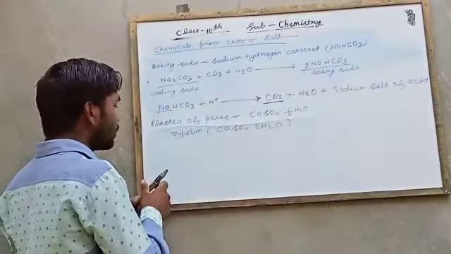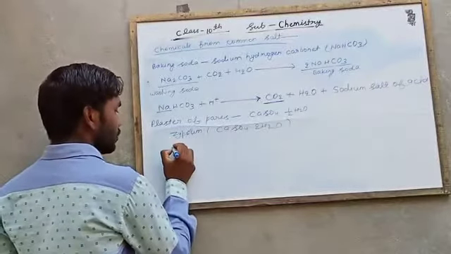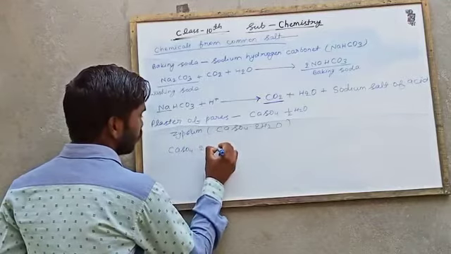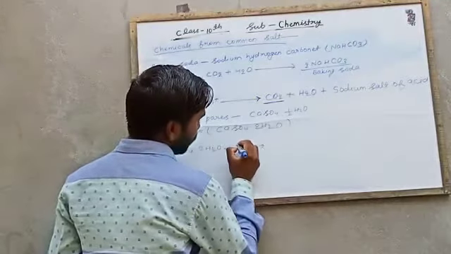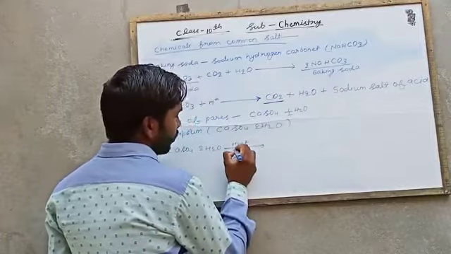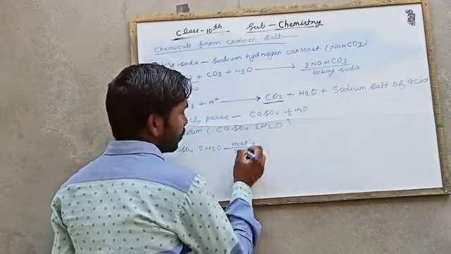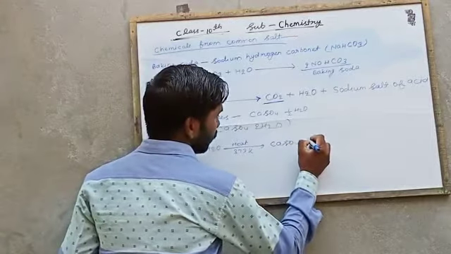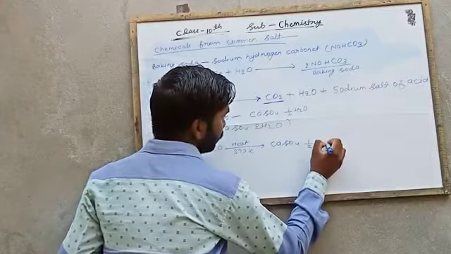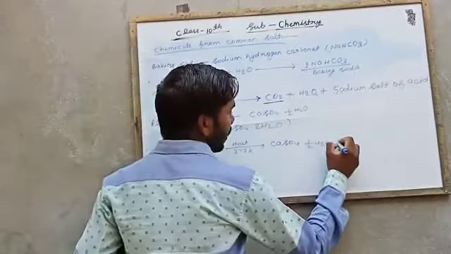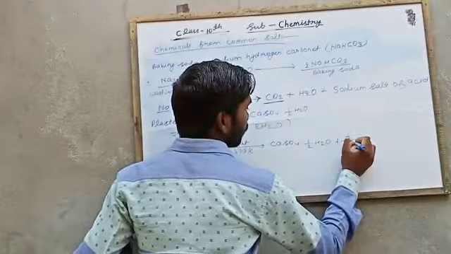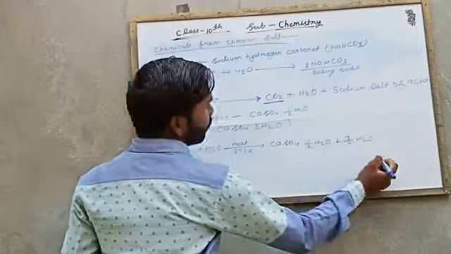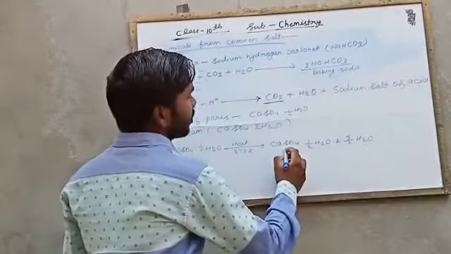So the chemical equation: CaSO4 dot 2H2O, heated at 373 Kelvin, forms CaSO4 dot half H2O, which is plaster of Paris, and the remaining water molecules, 3 by 2 H2O, are separated. This is plaster of Paris.